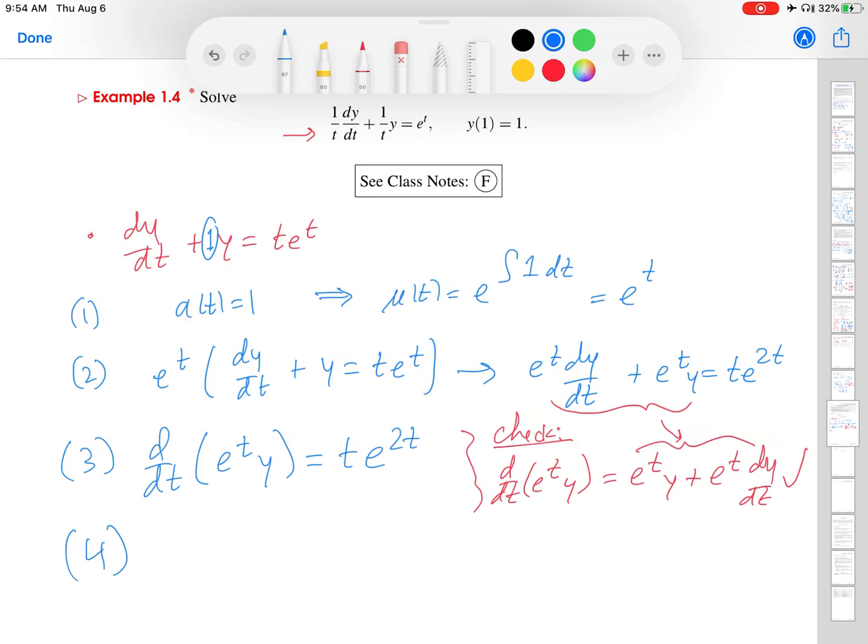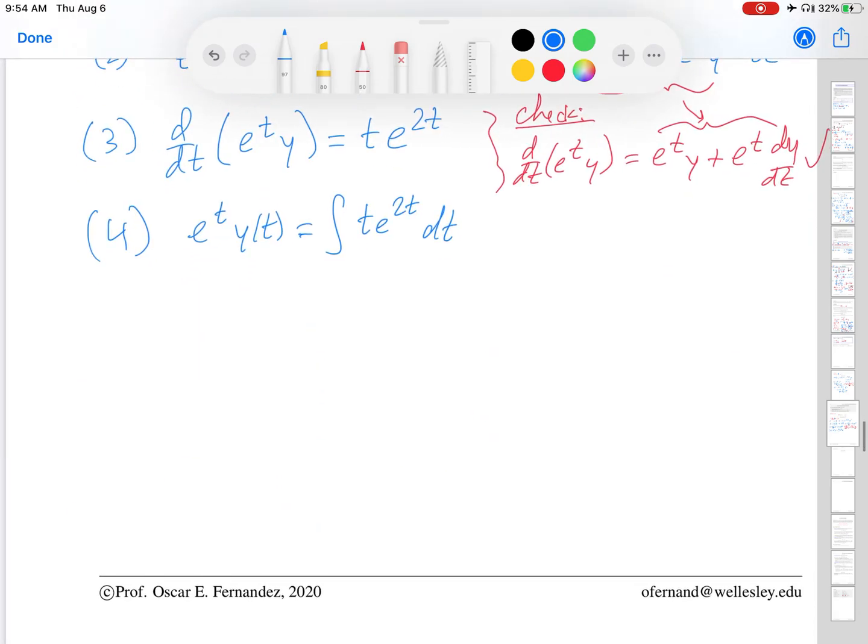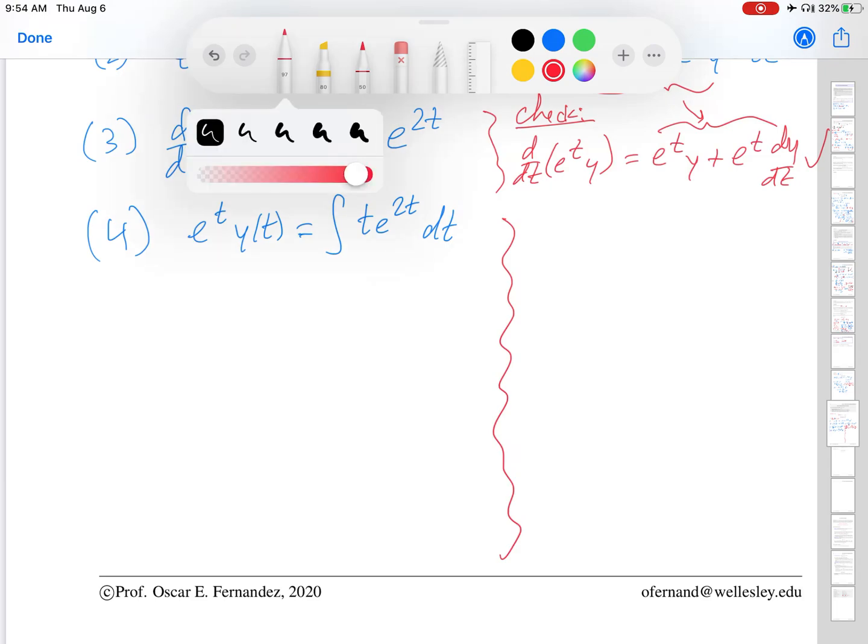So now we want to integrate both sides. On the right-hand side, we are going to integrate t e to the 2t dt. Okay, so to do this integral, we are back to calculus. And how is that going to work out? So integration techniques here. Let's talk a little bit about what they are. So we can't use u substitution here. That's not going to work.